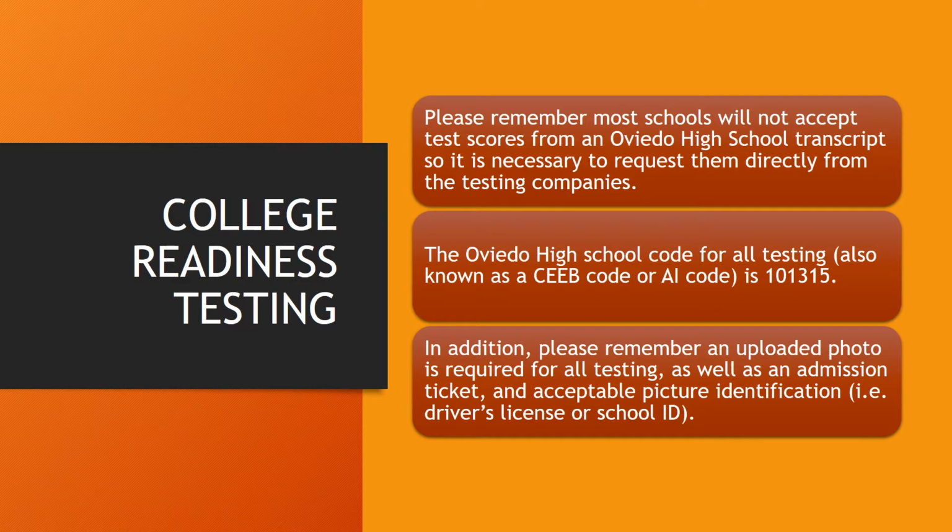The Oviedo High School school code for all testing, also known as a CEEB code or an AI code, is 101315. In addition, please remember that you need to upload a photo, and it is required for all testing on the SAT or ACT. You will also need your admission ticket and an acceptable picture ID, such as a driver's license or a school ID.